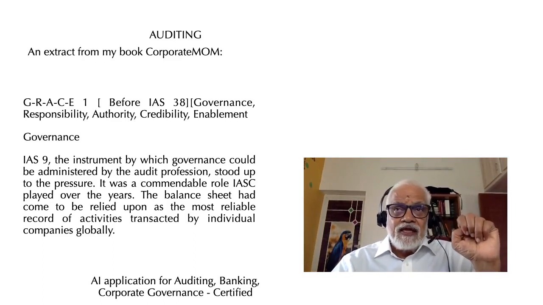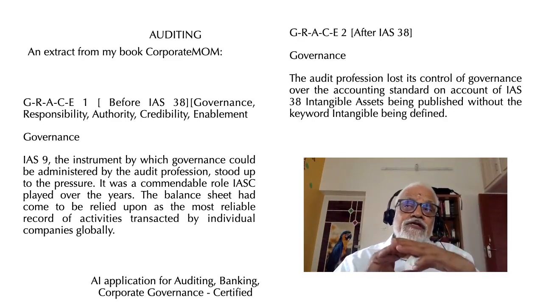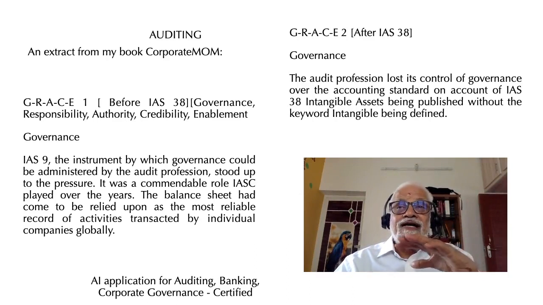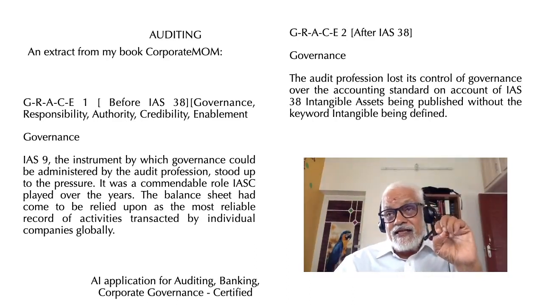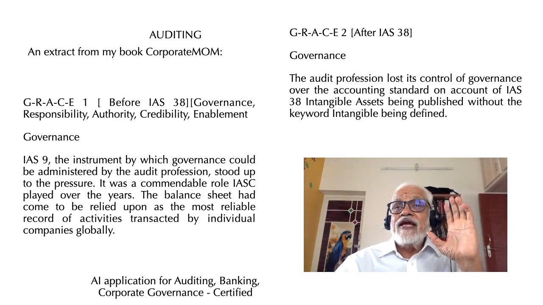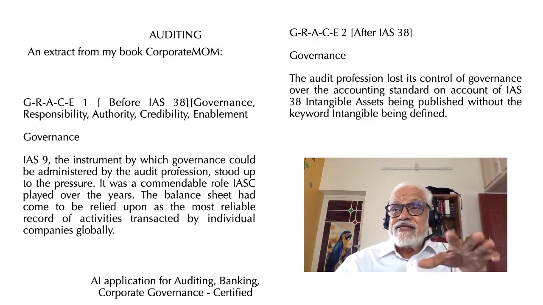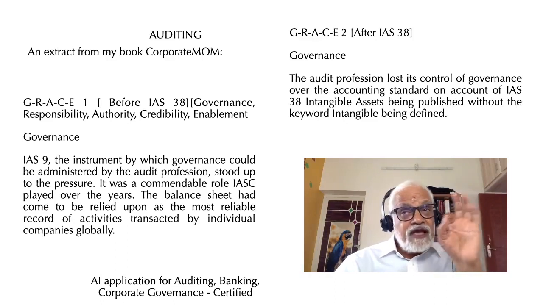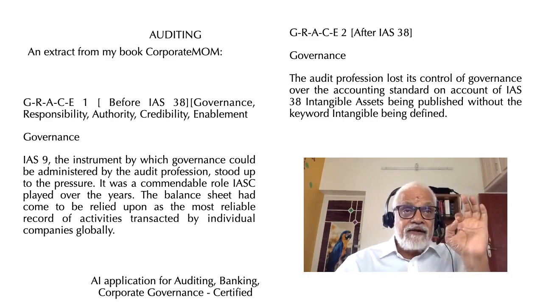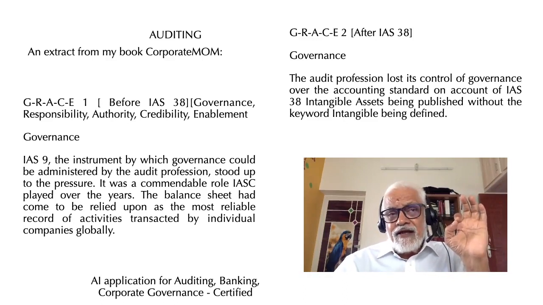Governance. The audit profession lost its control over governance aspects, on account of the accounting standard IAS 38, Intangible Assets, being published without the key word "intangible" being defined. It's very important that we talk of intangible, we talk of ecosystem, and both my books define everything very clearly. And for those who are interested, what is intangible?